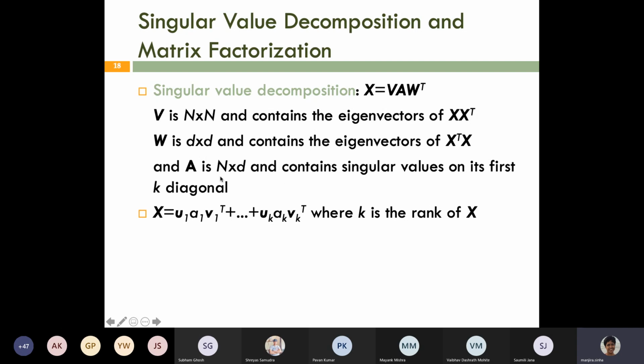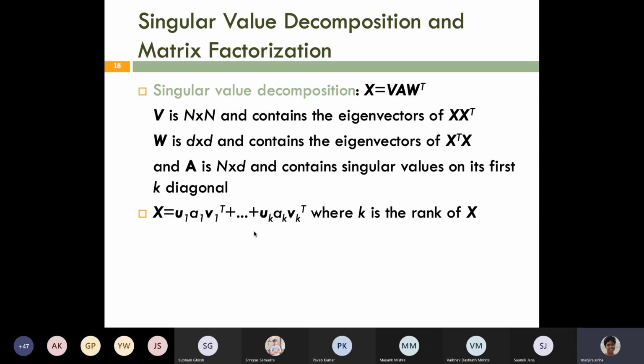So now what happens when I only keep the first K and make the rest 0, and recompose the matrix? From X I divide it into three matrices, I make the D minus K elements in A 0, and I do this multiplication once again to get a new X. So now we get an X whose dimensionality is K and not D. This K is called the rank of X. Was I clear how it works?